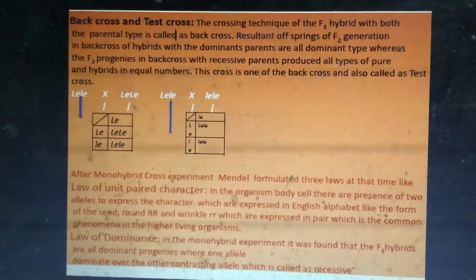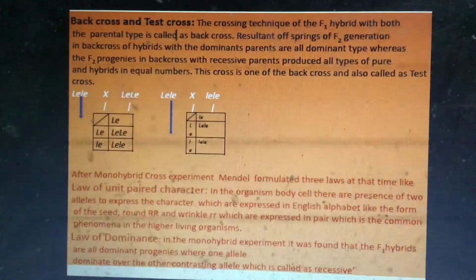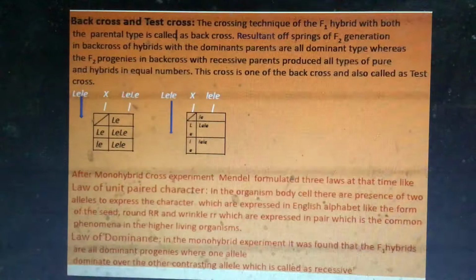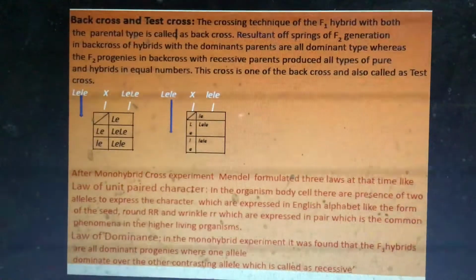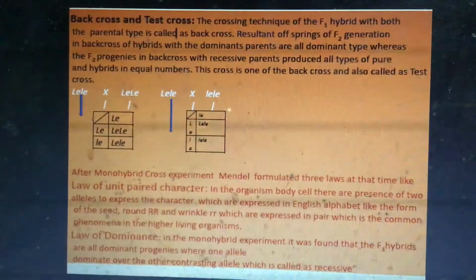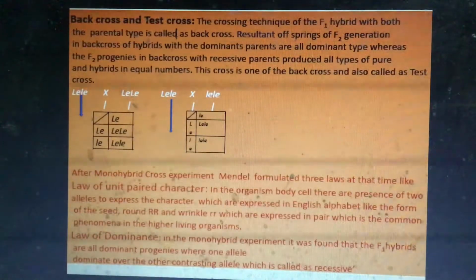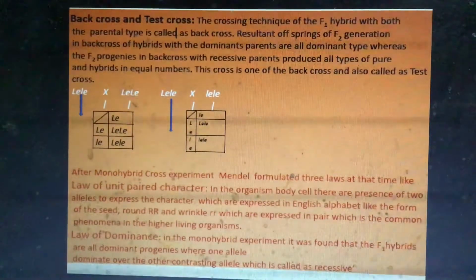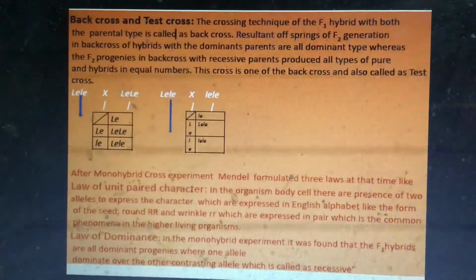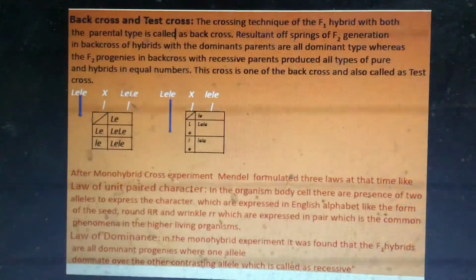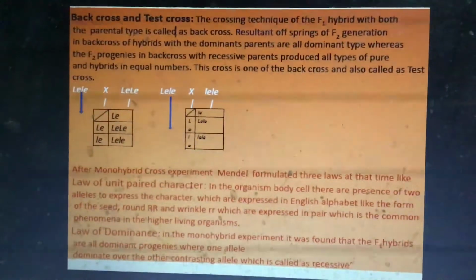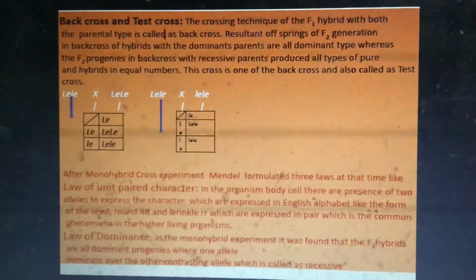that is 1:0. Then after the monohybrid cross, Mendel formulated three laws: the law of unit pair characters, the law of dominance, and the law of segregation. The law of unit pair characters means the alleles are present in double. Always the gene contains two units, one from the maternal side, another from the paternal side. Then the law of dominance means one character dominates over the other. That means one character is expressed and the other is suppressed.